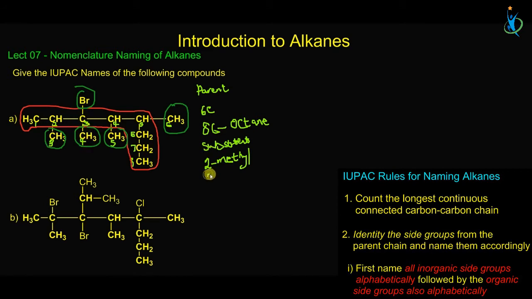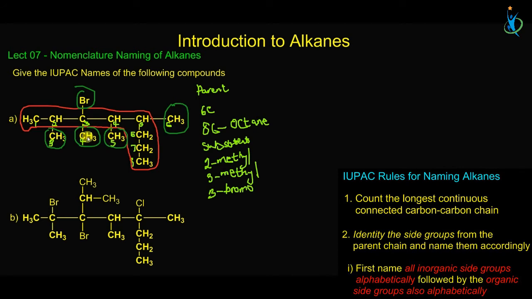And this substituent is attached to the third one. So we also write 3-methyl. And there's also another substituent on the third one, that is Br. The Br is also attached to the same third carbon. So we are going to get 3-bromo, because Br is the same as bromo. Have you gotten that? Good, bromo.